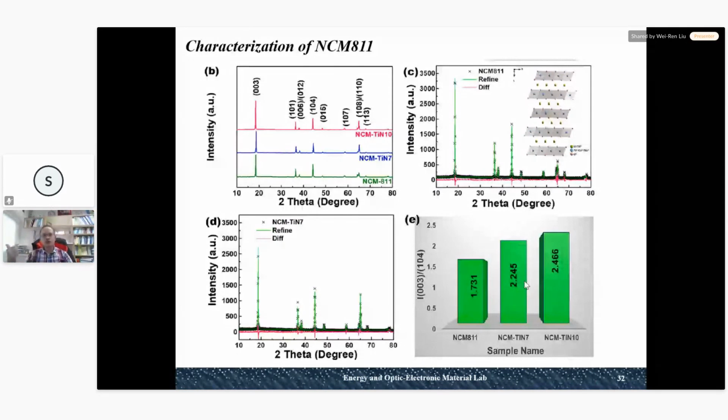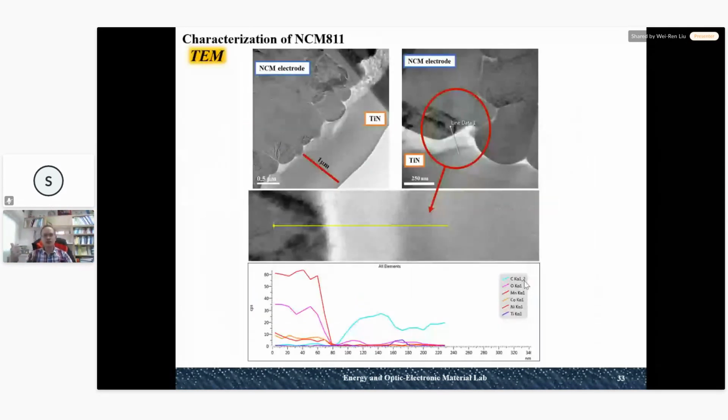We also use high resolution TEM to see the titanium nitride coating on the surface. Here is the NCA electrode, and here is the amorphous titanium nitride. The thickness is about 1 micrometer. From here we use a line scan. You can see the titanium nitride is only on the surface, and it's a very homogeneous coating.